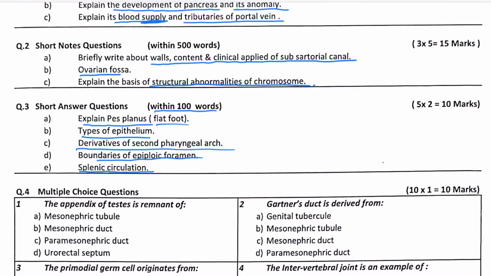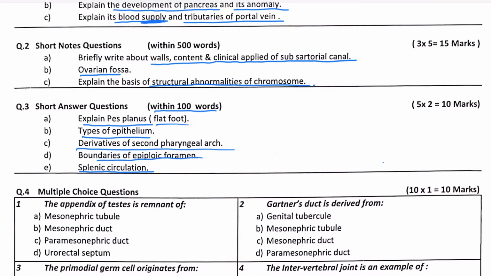For more details, you can watch the video I have attached. Now question number 4, that's multiple choice questions. First one here is, the appendix of testis is a remnant of mesonephric tubule, mesonephric duct, paramesonephric duct, urorectal septum.